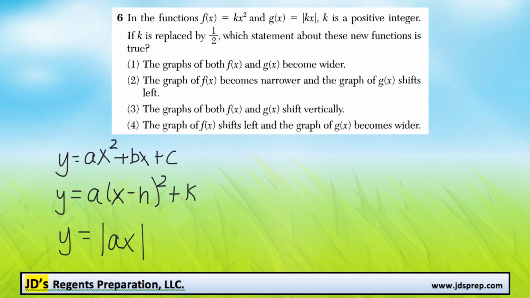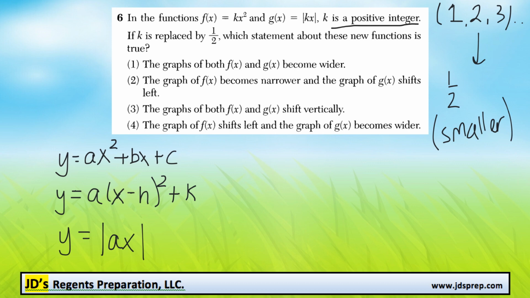So essentially, since we know k starts off as a positive integer, that means we know it must be at least 1 or 2 or 3 and so on. So by becoming 1/2, we know that it's getting smaller. So the question is, what happens when that value becomes smaller? And you'll notice in both of these functions, k is the coefficient for x.